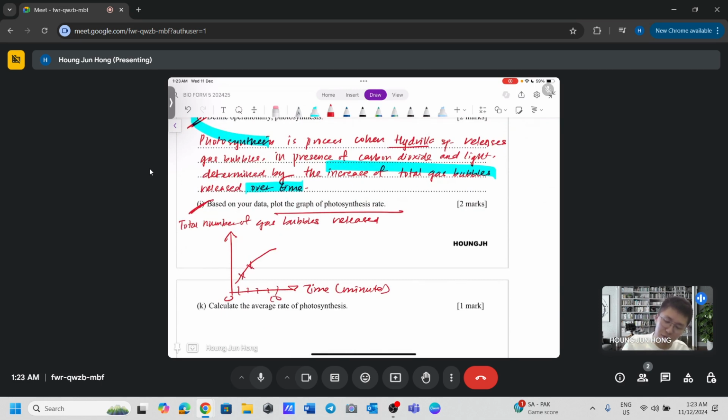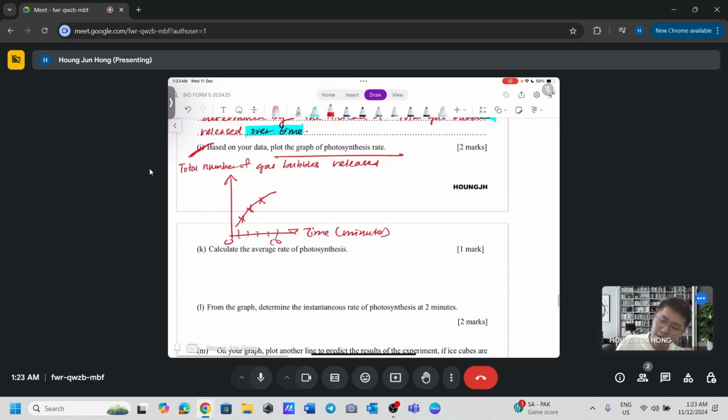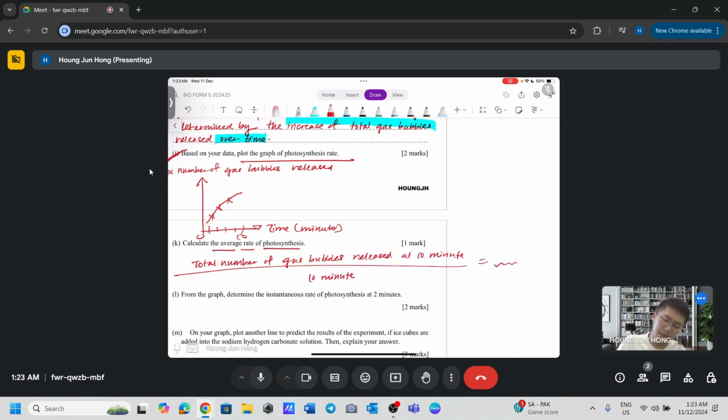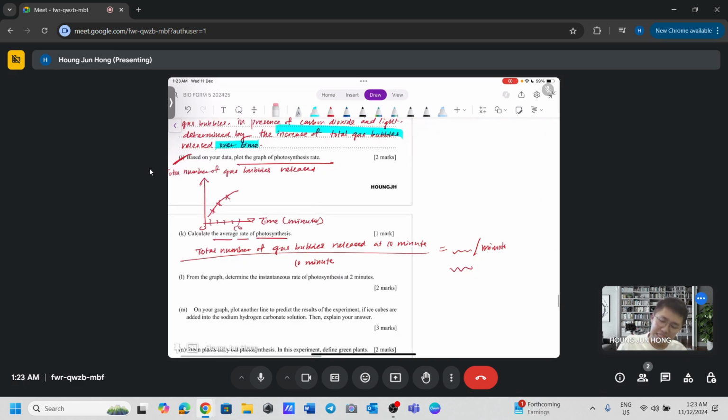How to connect the dots, whatever, those should be revised already with similar format. Okay, next, average rate of photosynthesis. Essentially it's total changes through total time, so you just have to count the total number of gas bubbles released at 10 minutes, divided by 10 minutes. And remember the unit must be something per minute, or something minute⁻¹. This would be the unit.